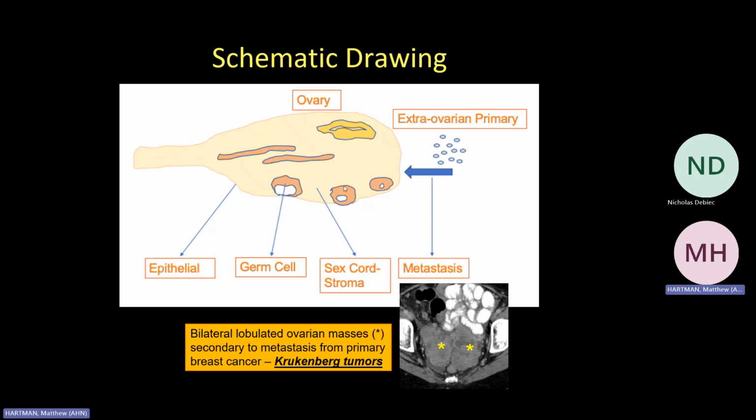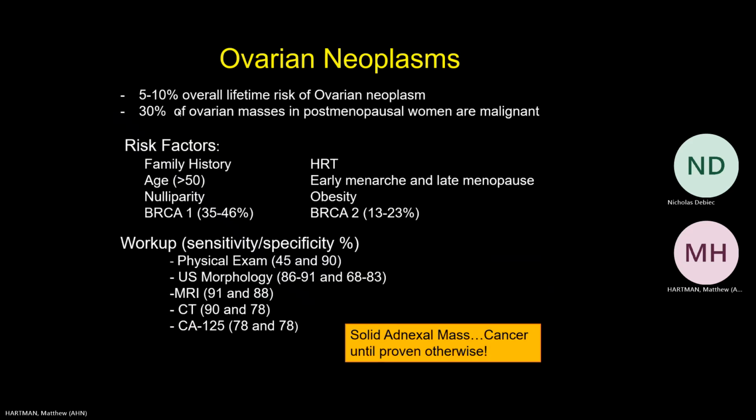But this is a real nice depiction of the different types of ovarian neoplasms. So not uncommon. Again, more common in postmenopausal females. So 30% of ovarian masses in postmenopausal female will be malignant. The risk factors, we all know the BRCA. And the workup, again, starting with ultrasound is one of the best ways to work up suspected ovarian pathology. And this is a take-home point: solid adnexal mass, cancer until proven otherwise, especially in the postmenopausal female.